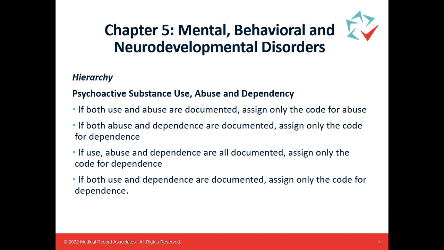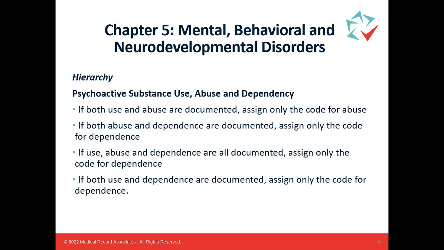And then we have the hierarchy, and this is in the coding guideline. There is a well-defined hierarchy which needs to be followed. Only one code can be used, and you have to refer to that hierarchy for correct code reporting. So here is the hierarchy. We have substance use, abuse, and dependence. If both use and abuse are documented, you're only going to assign the code for abuse. If both abuse and dependence are documented, you're only going to assign the code for dependence. If use, abuse, and dependence are all documented, assign only the code for dependence. And then if both use and dependence are documented, only assign the code for dependence.